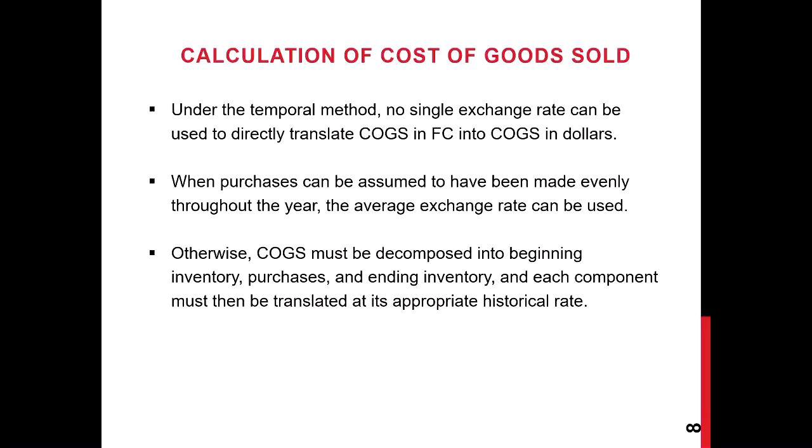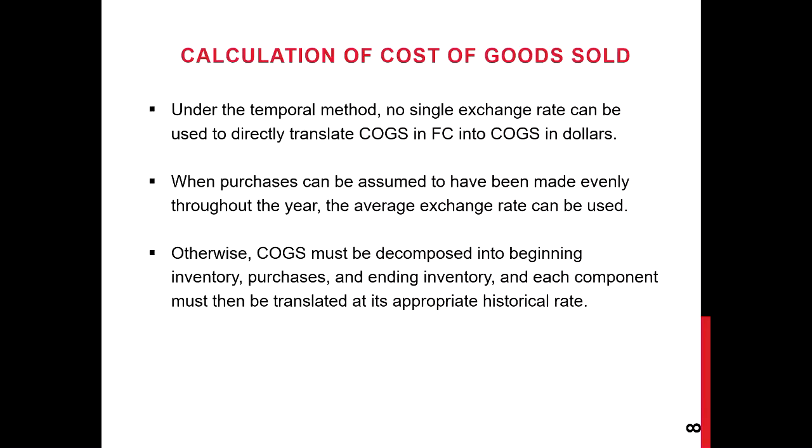Now, can you look at the cheat notes? Do you see cost of goods sold, what rate we use? Historical or average? For the current rate, it's easy: all income statement items we use the average rate. But for the temporal method, we use the historical. Now, at least the problem is here.